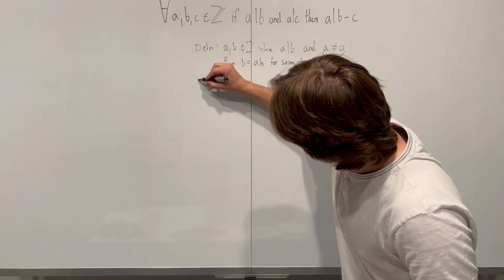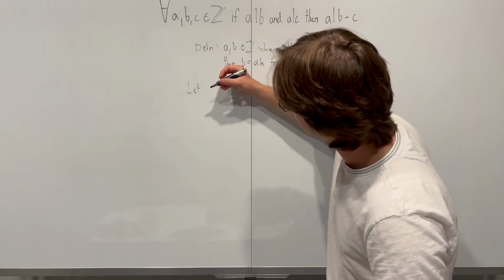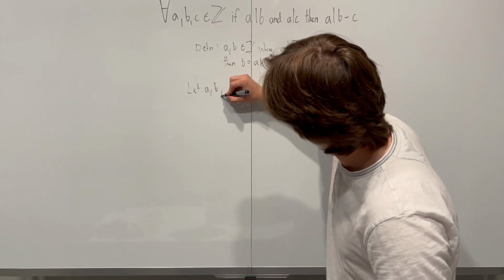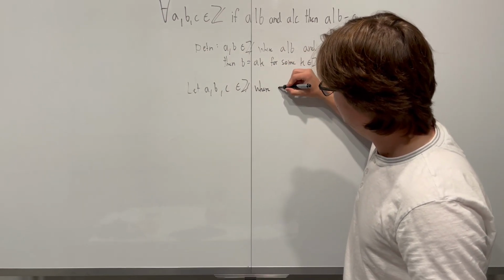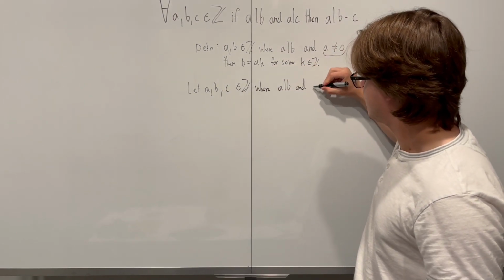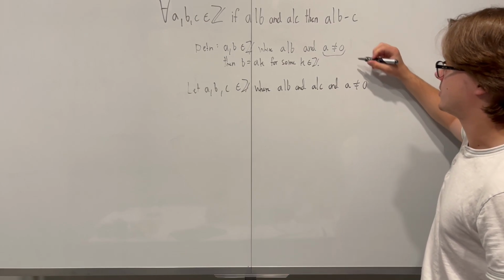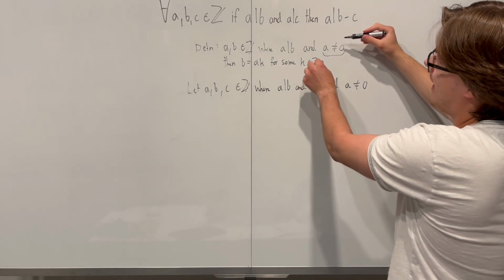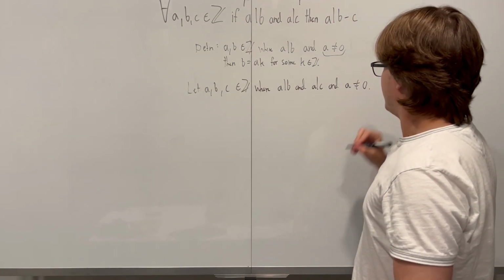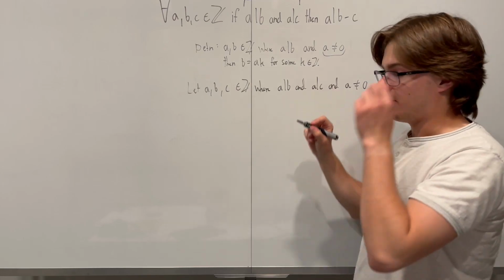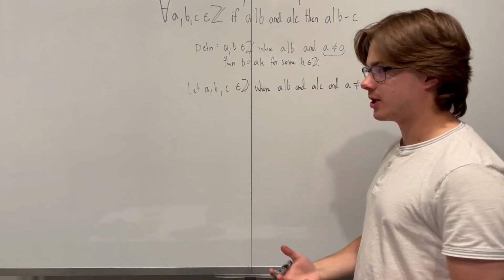Maybe I need to get a different marker. There we go, I think that's better. So we say let a, b, and c be integers where a divides b and a divides c, and a, of course, is not equal to 0. We're basically copying our definition and applying it to our p statement over here. Next, we want to unpack what it means for a to divide b and a to divide c, because we can't use this in math. We have to put these in formulas, some kind of an equal sign or an inequality.